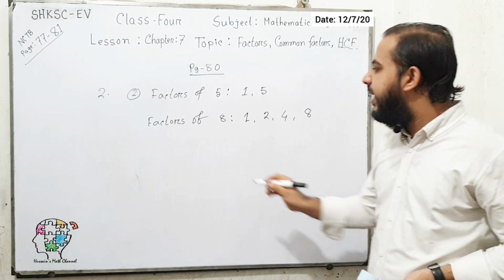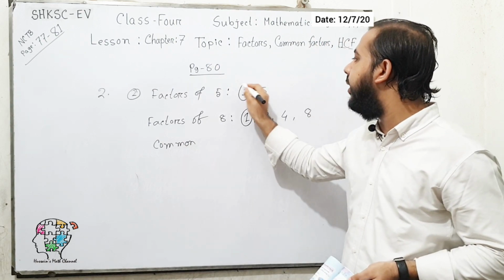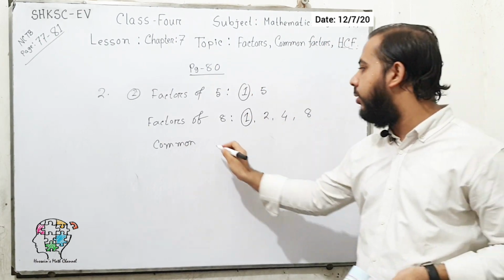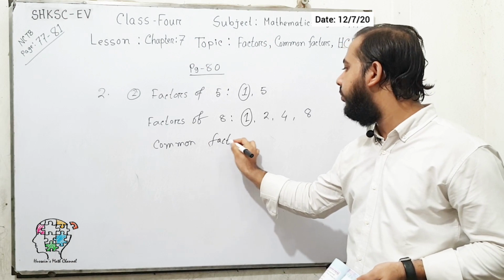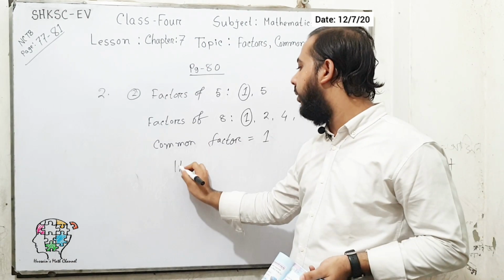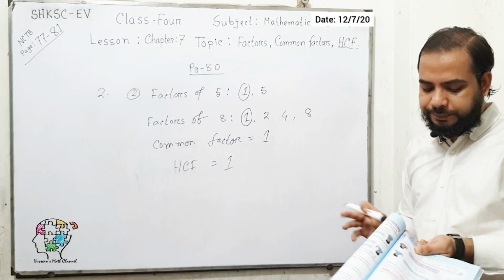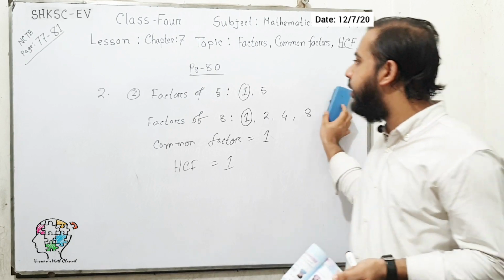So here you can see the common factor. There is only one common factor, that is 1. No other common factor. So the common factor is 1, so the highest common factor is also 1. HCF is equal to 1. Now these are very easy. Now we move on to our next question.